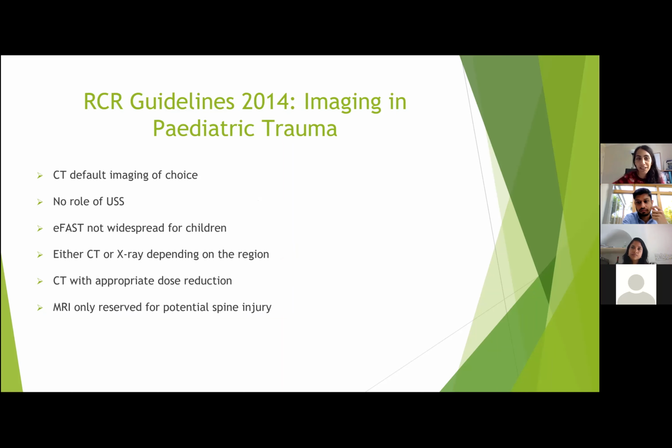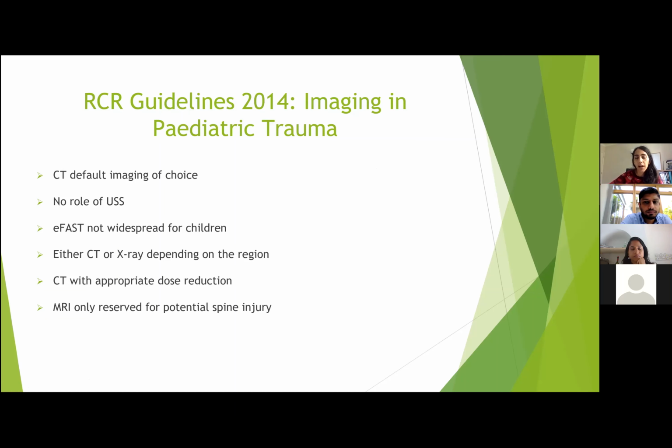Okay, next slide. Just to remind everyone of the guidelines, the Royal College of Radiologists produced some guidelines specific for imaging in paediatric trauma. At the time, CT was the imaging of choice. There's no role for ultrasound scan at all, and we don't use it in adults for trauma either. We do use FAST scans for adults, but extended FAST is not used in children because there's not enough evidence to support this. So it's not something that I would be doing as an adjunct in my primary survey.